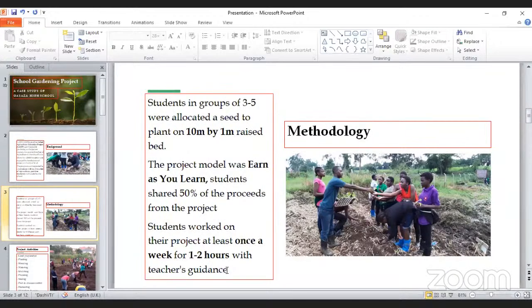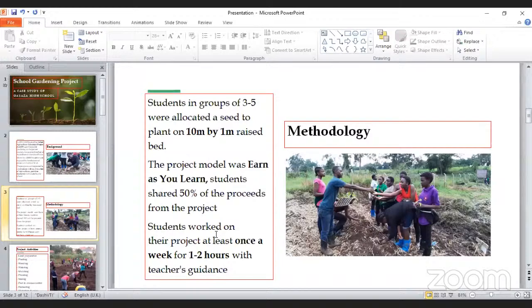And then how we worked: we had a timetable. Of course, we couldn't take all the 250 students to the farm at once. So there were four streams, and every stream had a day in the week when they go to the farm, and they would work 1 hour to 2 hours, depending on the activity at hand. There was always guidance of the teacher.